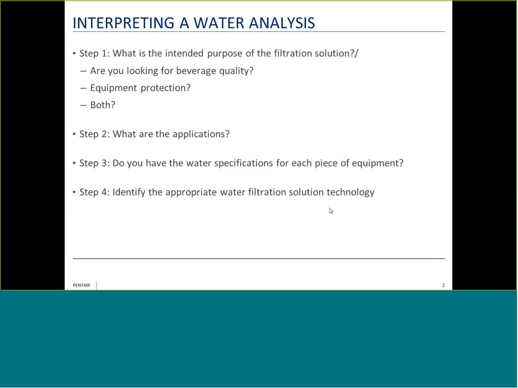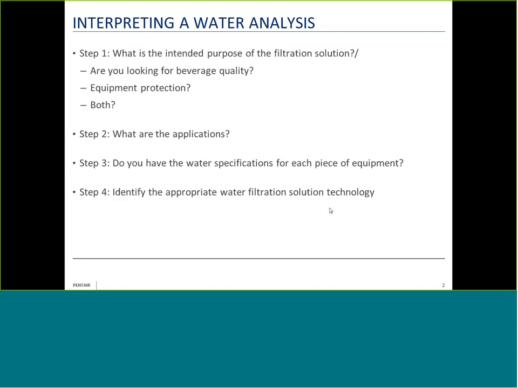Are we looking for product quality improvement, such as fountain beverage or coffee and tea taste and odor issues? Or are they looking for equipment protection, for excessive service bills or equipment breakdown, or to keep warranty specifications and their warranty good? Or are they looking for both of those benefits? Once we have that question answered, we can move on to step two: what are the applications?